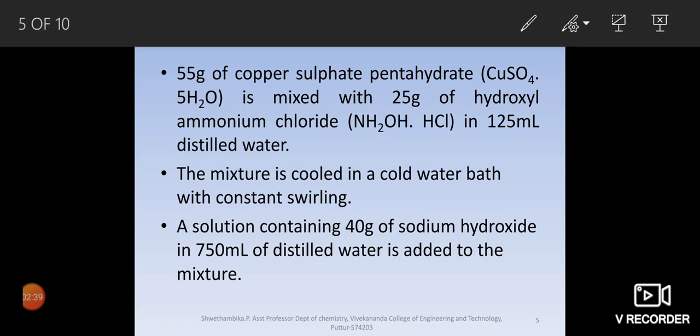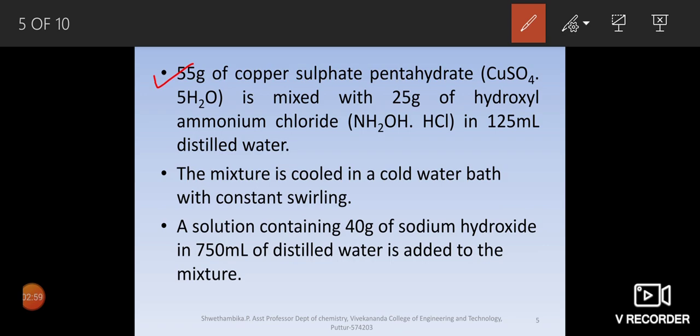So in the first step, to synthesize copper oxide nanoparticle, we have to take 55 gram of copper sulfate pentahydrate. So this is a stock chemical. To get copper oxide, we need to take copper sulfate pentahydrate, about 55 gram. Okay, that is reagent 1.